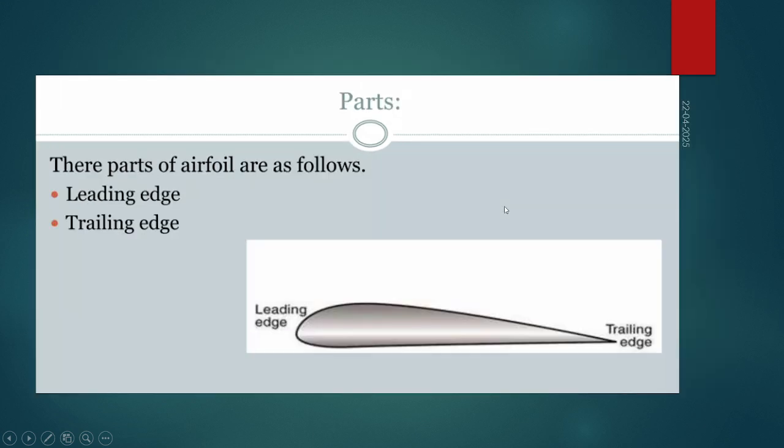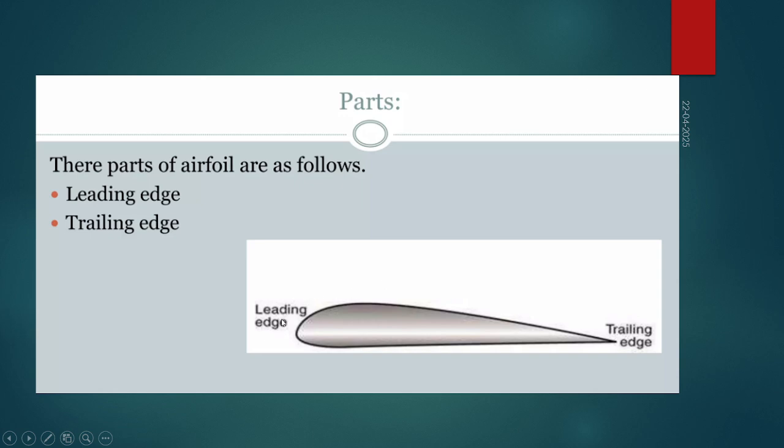When it comes to parts, we have two main parts of this airfoil. One is the leading edge, another is the trailing edge. Leading edge is the front part of the airfoil, and trailing edge is the back part. To remember this, since sometimes we may get confused: leader, nothing but leading, will be at the front. Leader will be at the front, like that.